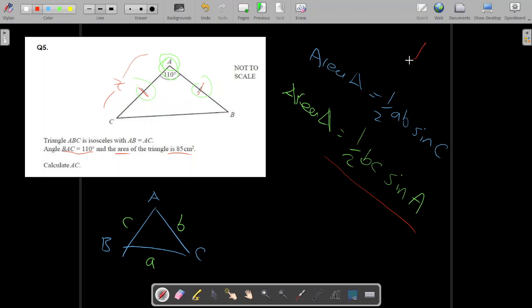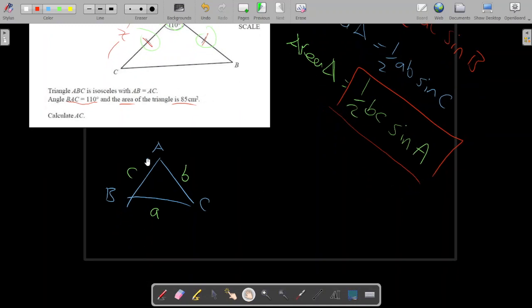There's a third way to do it, which is half of ac multiplied by sine of angle B. It's the same rule, but it depends on what you have as given information. And here it seems the most appropriate version of the area of a triangle rule is to use this one.